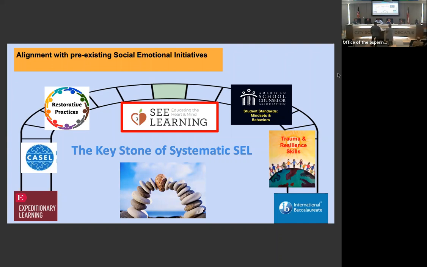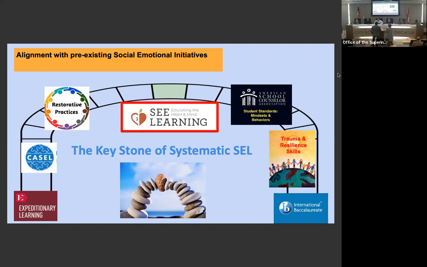So I presented on how we've taken CSL learning, and you can see from this is the laser pointer up over here. CSL learning is kind of the keystone of our systematic SEL implementation here in the district. We're overlapping with expeditionary learning. We're overlapping with the International Baccalaureate Program. It's trauma-informed for kids who have gone through trauma over the pandemic. It overlaps with restorative practices.